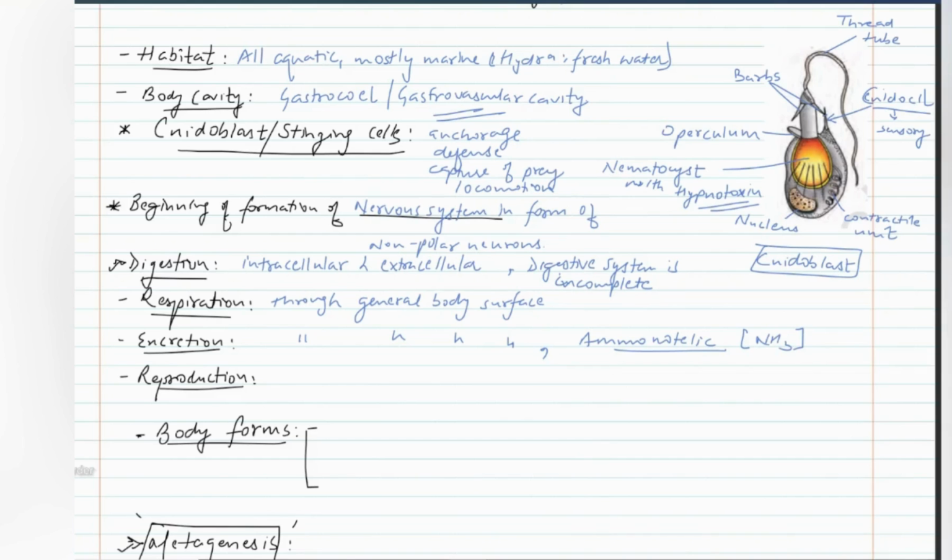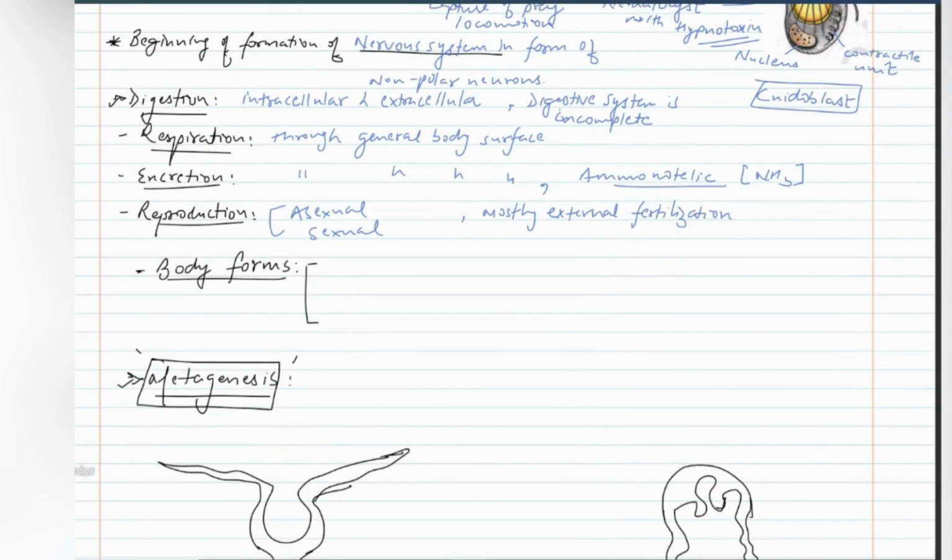Now reproduction can be both asexual as well as sexual. Mostly there is external fertilization, which means the gametes will fuse outside the body to form a zygote. And development may be direct or indirect. Indirect development means there is a presence of a larval stage. Direct development means that there is no larval stage.